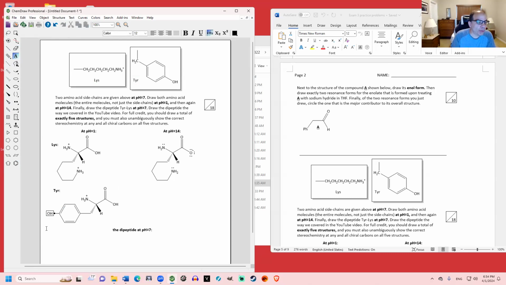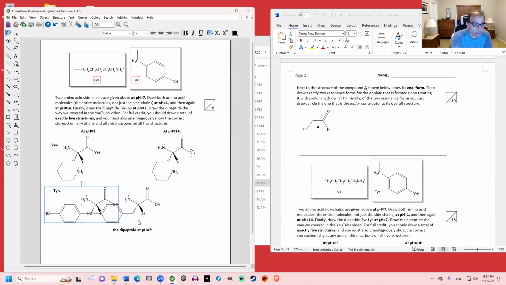And that OH group will be protonated at pH 1. It will also be protonated at pH 7. That OH group has a pKa of around 10. And I expect you to know that because we've talked about phenols before.